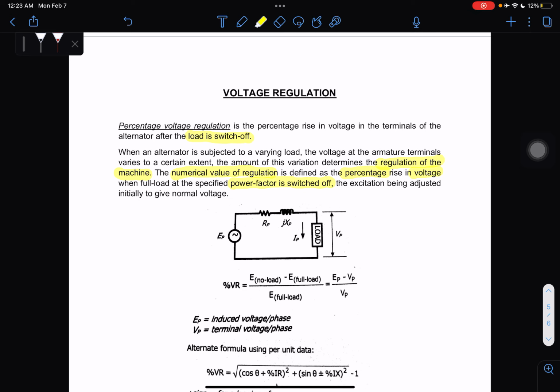So we have here our equivalent circuit for voltage regulation. We have EP, the induced voltage per phase, RP and reactance jXP, the phase current in our circuit, and the terminal voltage at our load. So we have our formula for percentage voltage regulation: E at no load minus E at full load, divided by E at full load, or EP minus VP divided by VP.